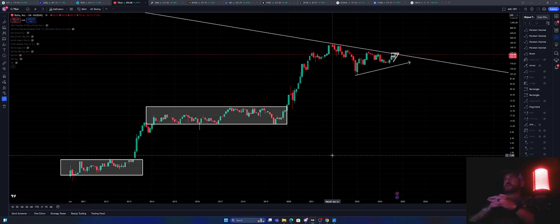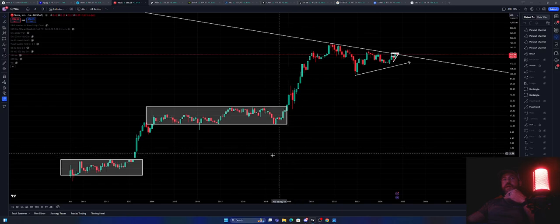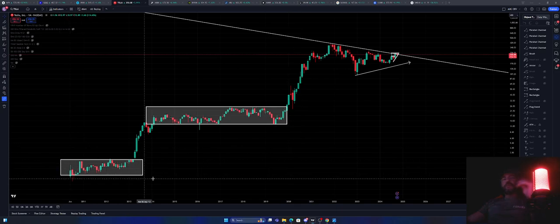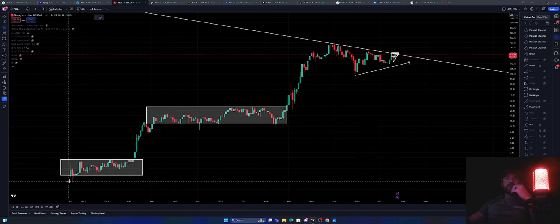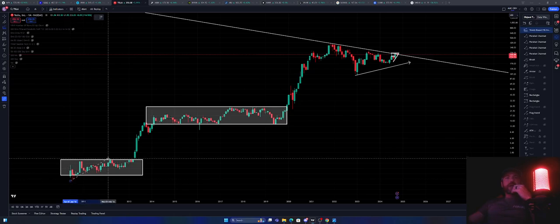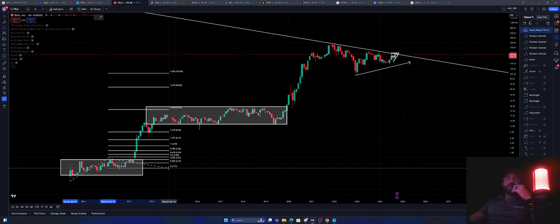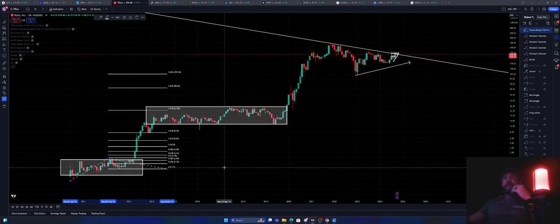Let's jump into it. Starting out with the macro look at Tesla, this is going to be a monthly chart. Here's where Tesla IPO'd all the way back in 2010. One of my favorite tools to use when I'm looking for where I think price might go in the future is Fibonacci retracements, extensions, expansions. It's a very simple tool to use. Essentially, how I do it is I start down here at the lower left. You start at the low of the range, you go to the top of the range, and then you come back down to your next low after that high.